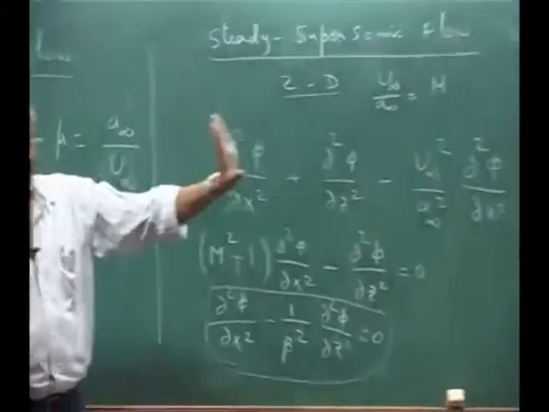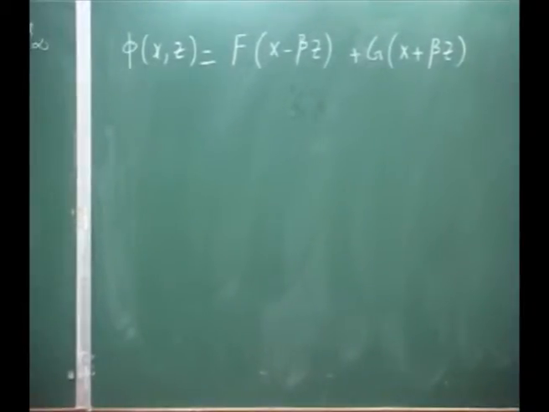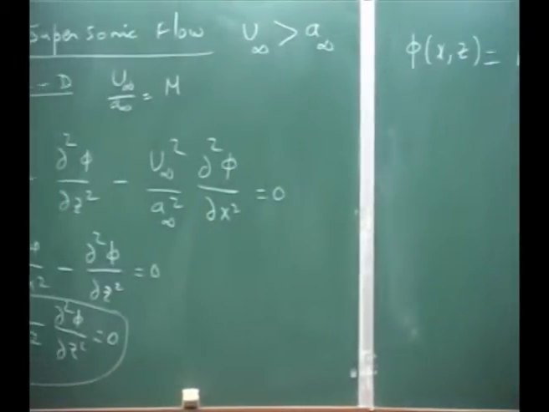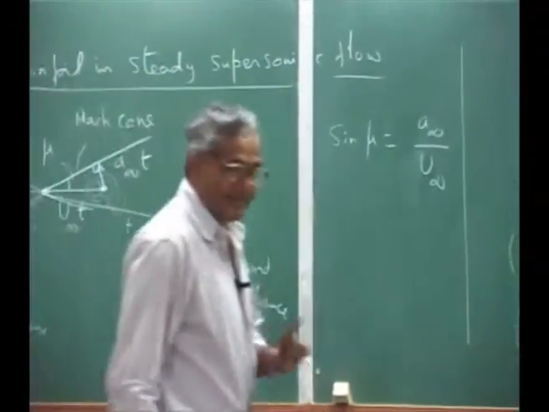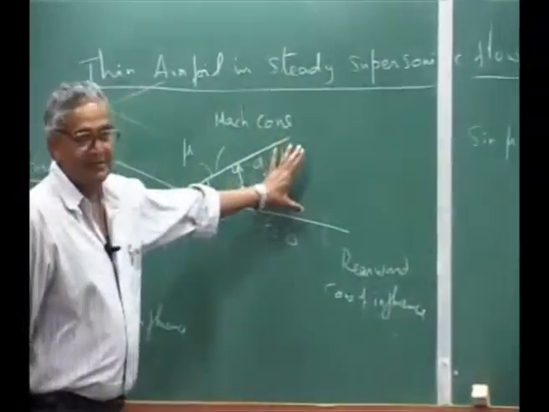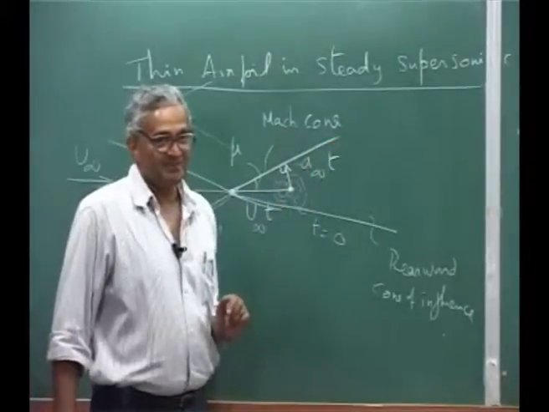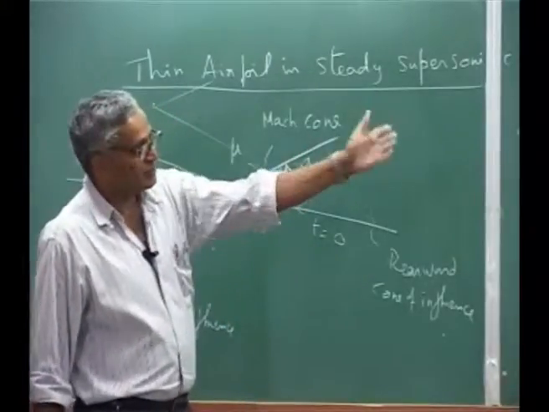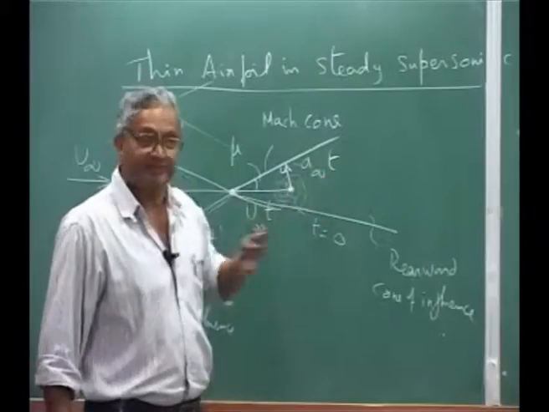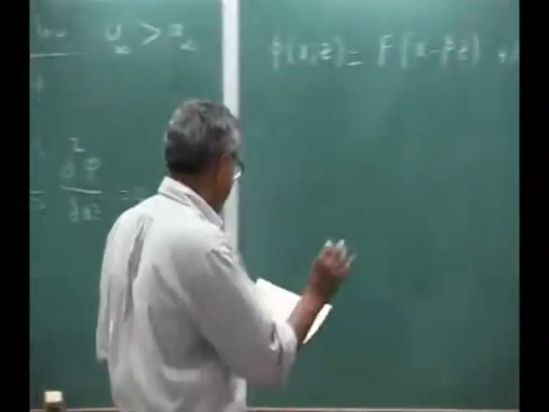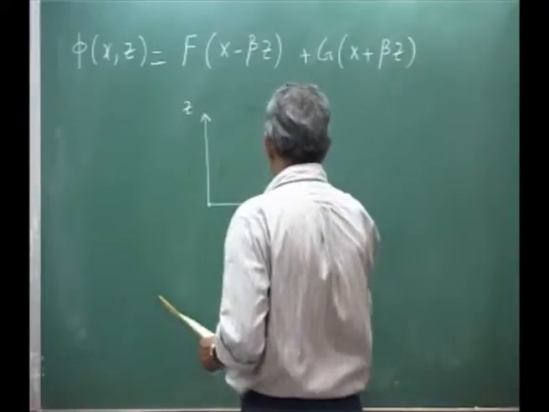Now you see this function, any function f and g will satisfy this. The only condition which we have to use is the boundary condition on the aerofoil, and then this radiation condition. You will use it in identifying which solution is valid for what region: f is one set of functions, g is another set of functions. That's all. So let us take the radiation condition, and this is our z, this is our x-axis.